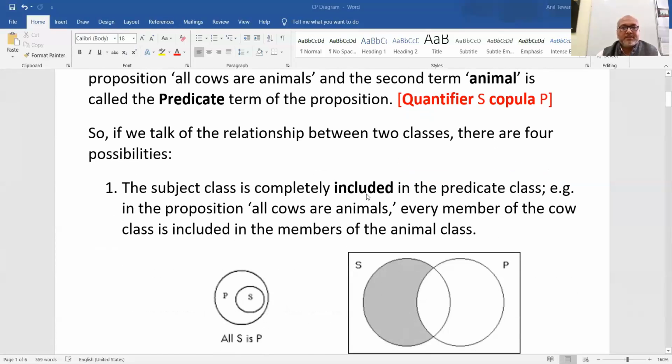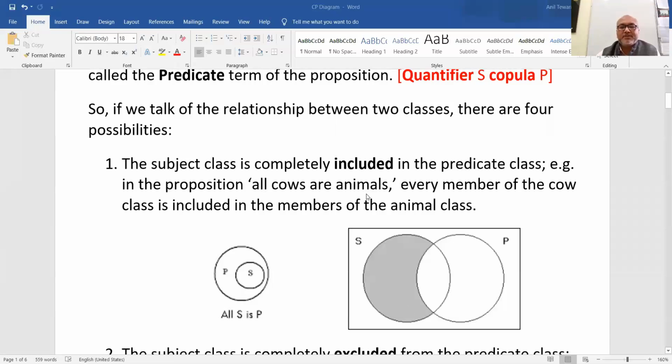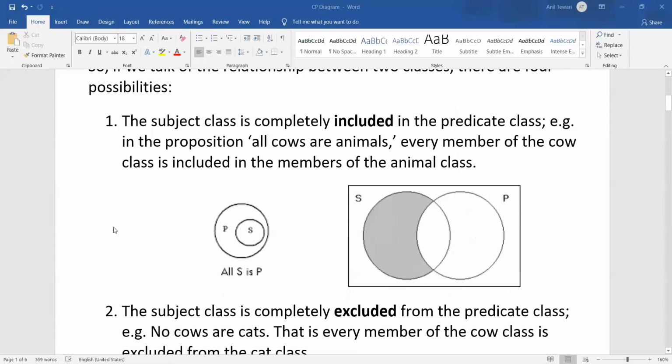Now, we have seen that if we talk about the relationship between two classes, then there are four possibilities. And while discussing those possibilities, we have seen that the first possibility is that either the subject class is completely included in the predicate class. That is, if all cows are animals, you consider this proposition, and this is factually true, then every member of the cow class is also the member of the animal class.